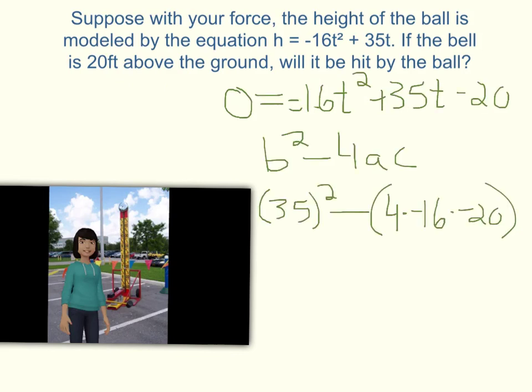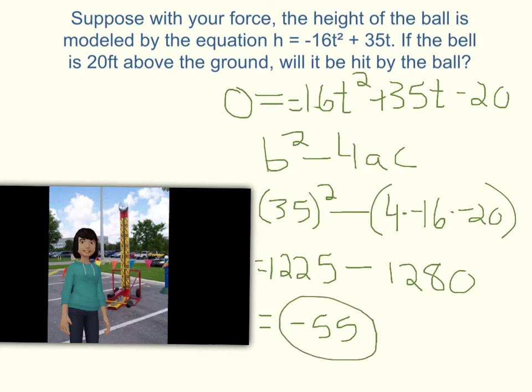So I had to subtract 20 to the other side, and now here's my discriminant, b squared minus 4ac. I plug in 35 for b, negative 16 for a, and negative 20 for c. So now I just have to evaluate this. 35 squared is 1225, and then 4 times negative 16 times negative 20 is 1280. And when I subtract those, I get negative 55. So because I got a negative number for my discriminant, that means there's no possible solution to this quadratic.